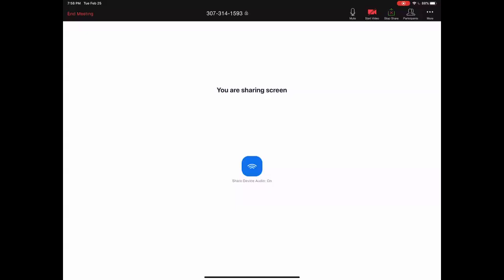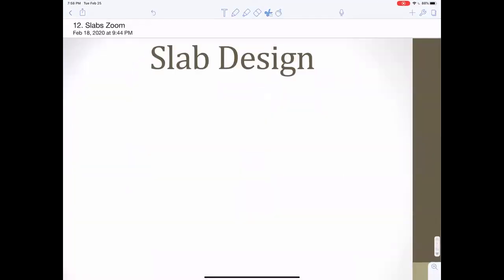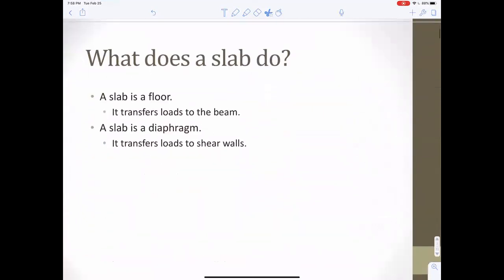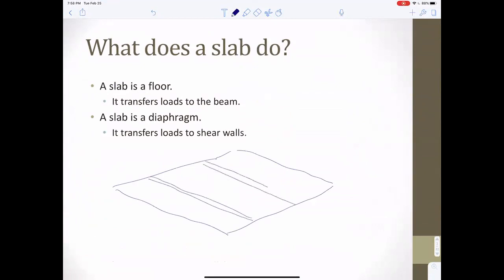The last topic we're going to cover in Flexure is design of one-way slabs. So for slab design, let's first talk about what a slab does. Here I'll draw a slab, and that slab is sitting on some beams like this.